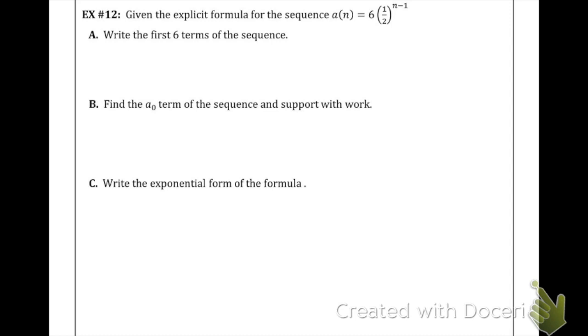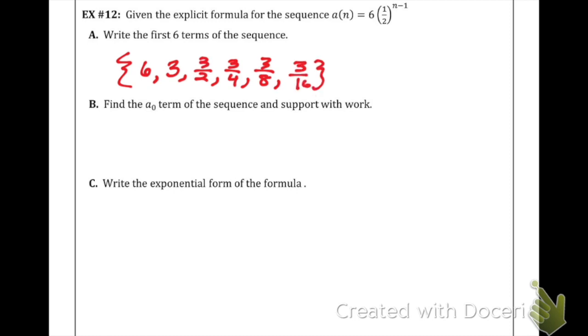Example 12, given the explicit formula for the sequence, write the first 6 terms in the sequence. So that's just plain old evaluating. When we plug in 1, I get 0. Anything to the 0 power is 1, times 6 is 6. Plugging in 2, 1/2 to the 1 power times 6 is 3. Then we get 3/2. Then we get 3/4, because what am I doing? I'm just taking half each time, so 3/8 and 3/16 would be your first 6 terms.